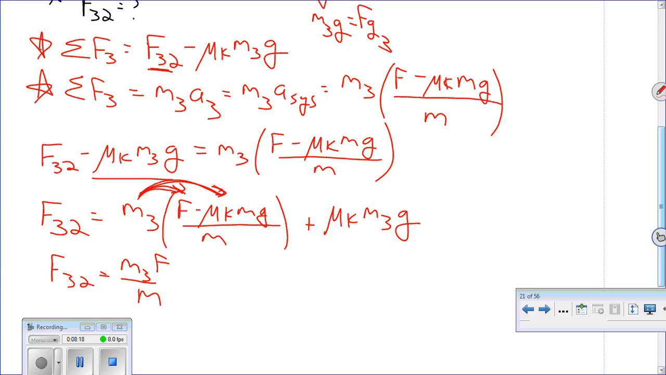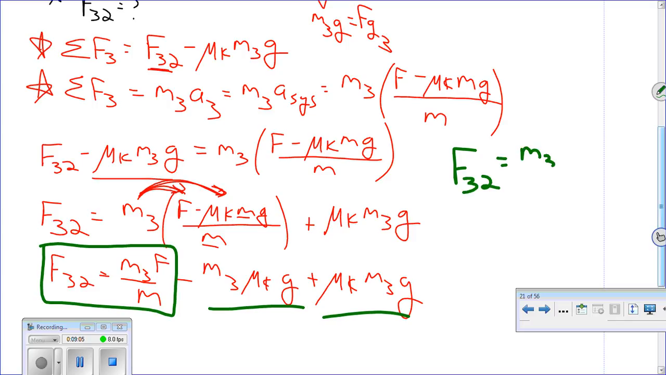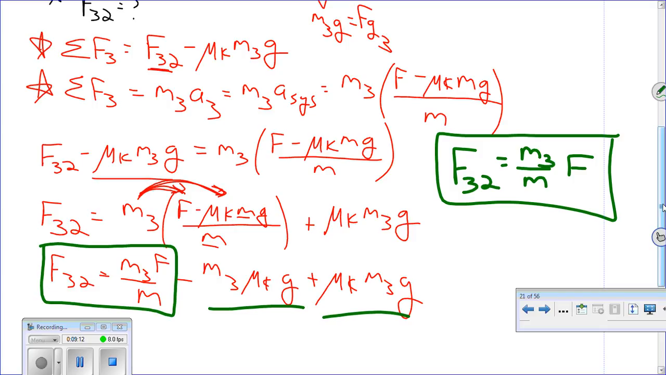And then for the second chunk, something cool happens. When I distribute, I get m3 times mu k times g, but the m and the m in this term are going to cancel out. So plus mu k times m3 times g, and you notice, holy cats, these two terms are the same. I've got them written in different orders, but they're the same thing. So here's my answer: the force applied to block 3 by block 2 is just equal to the ratio between the mass of block 3 and the mass of the system times F, and it doesn't depend on the coefficient of kinetic friction.